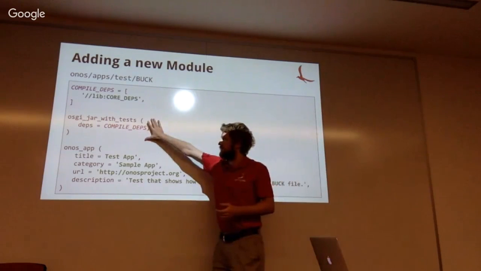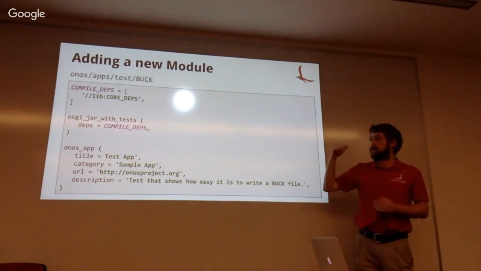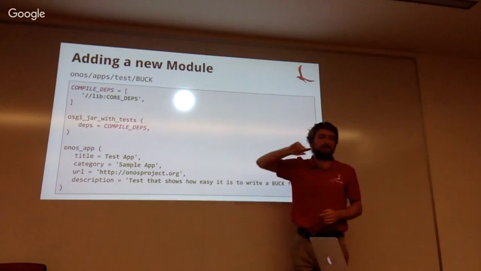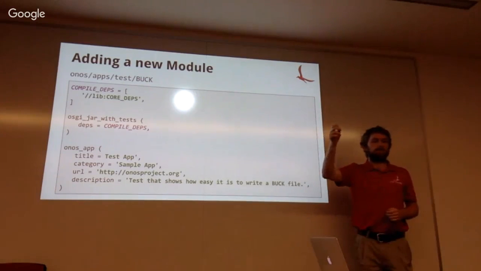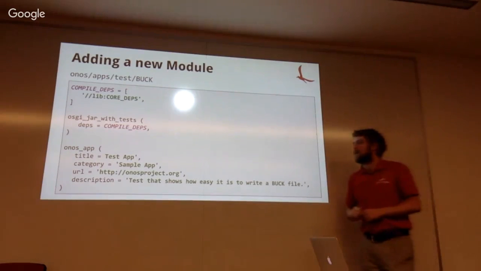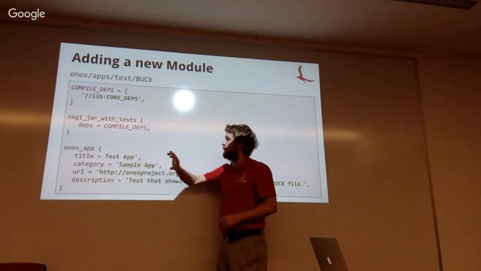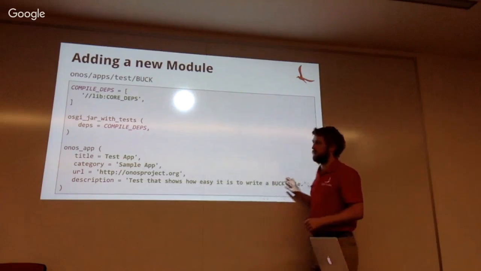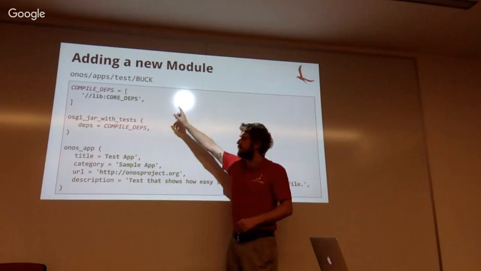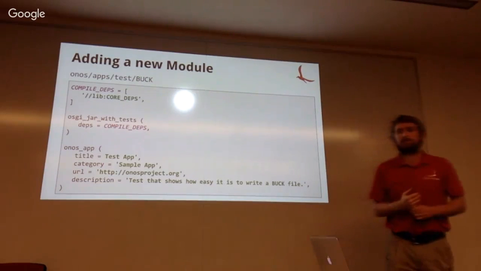This next piece is what's called a macro. OSGI jar with tests is going to inherit its name from the path, and then it will build two rules. It'll build an ONOS compatible jar rule, and it'll build a test rule, and it'll also build a check style rule. So this would be how you declare what you want to be output as a jar. And then this is how you would declare what you want to output as an app. So again, its name is inherited from the path here. And then its title, category, URL, description would be the properties that would be available through the ONOS UI.